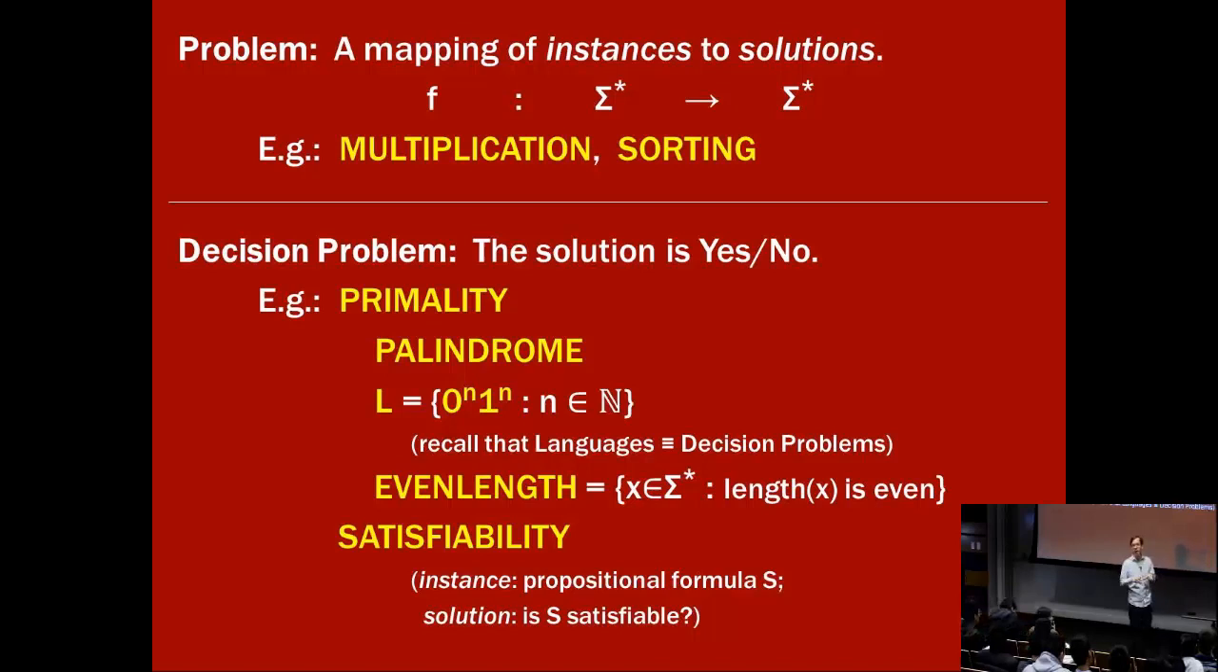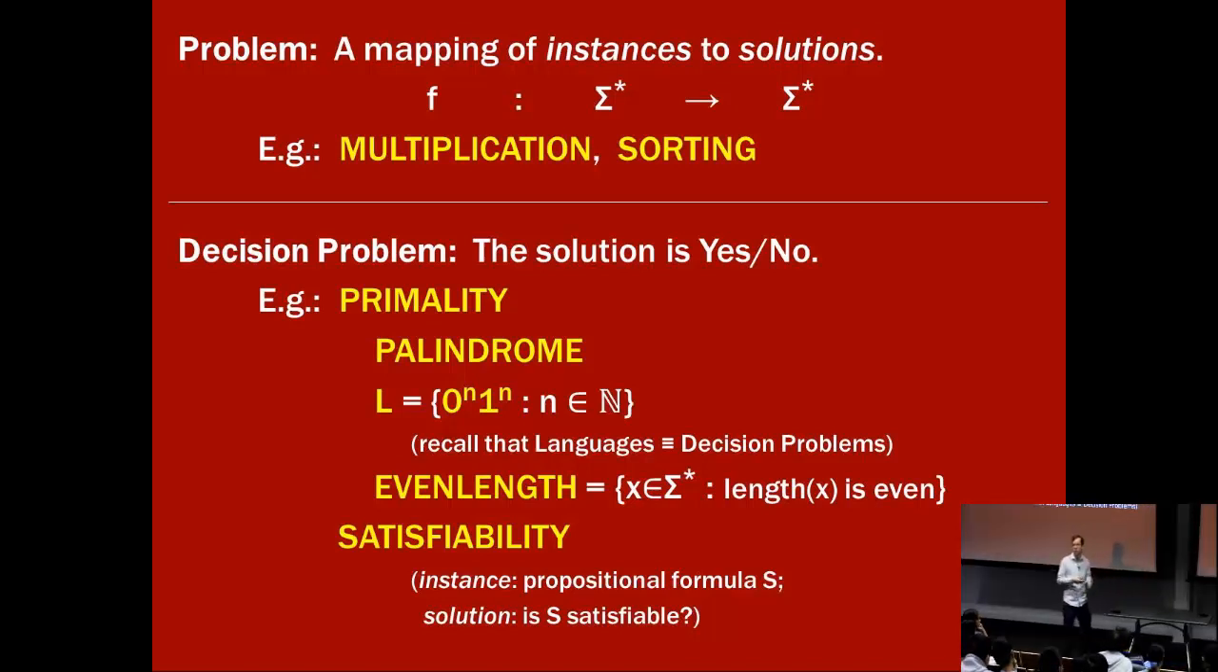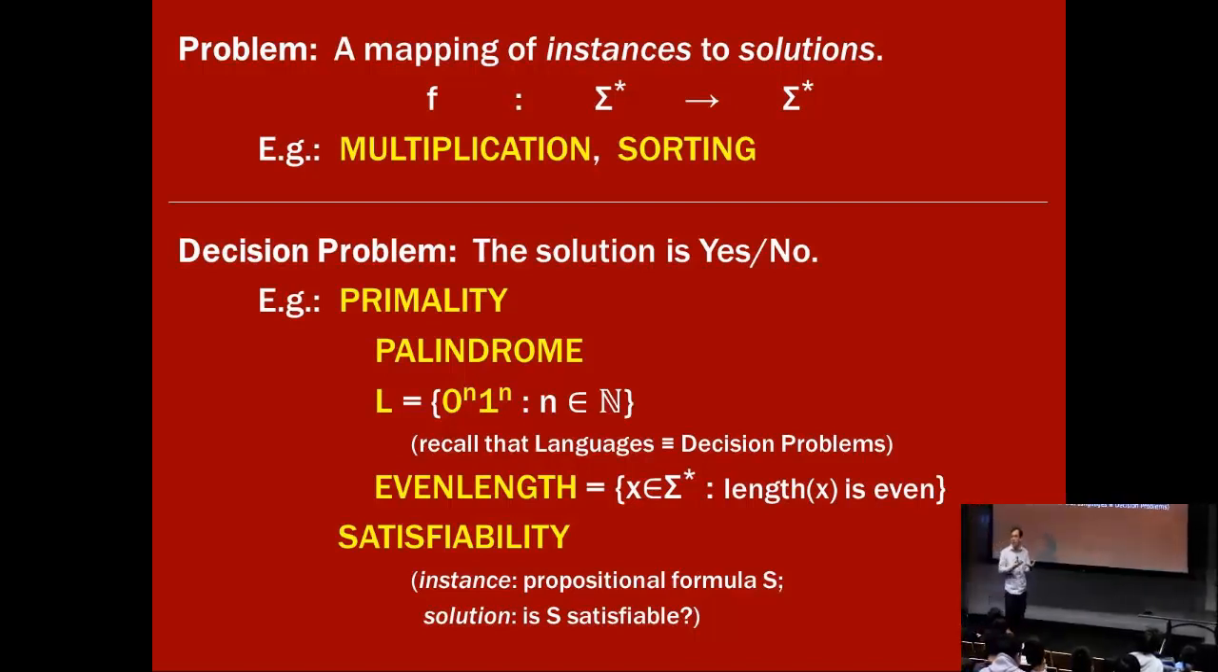And I'd like to remind you that in the case of a decision problem, you can also think of it as equivalent to a language. Remember, a language is a set of strings. And given a decision problem, the corresponding language is just the set of all strings that are yes inputs. Okay, or conversely, if you're given a language, you can think of it as a decision problem where the input is a string and you're trying to decide if that string is in the language or not.